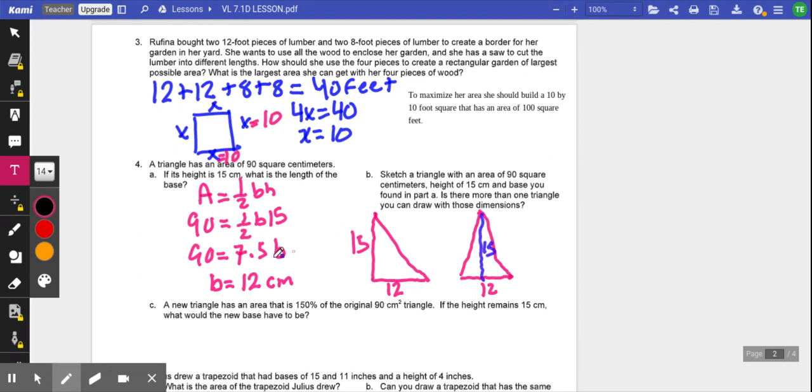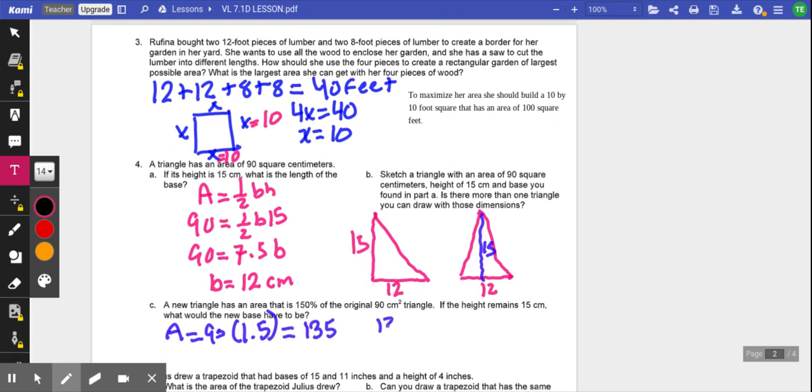A new triangle that has an area 150% of the original 90 square centimeter triangle. If the height remains 15, what would the new base have to be? Well, I'm going to find my new area. My new area is my old area, 90, 150% of that, so I'm going to multiply by 1.5. My new area is 135.